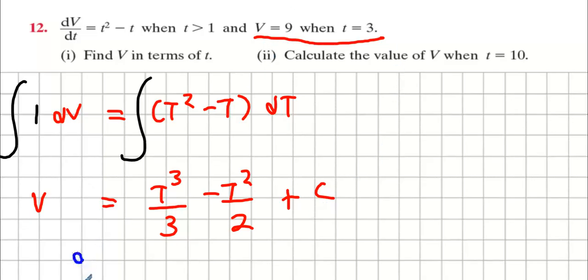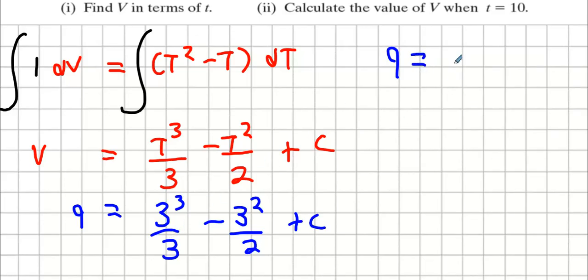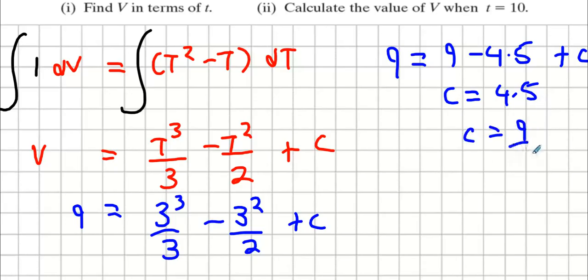Next thing I'm going to do is replace in the numbers. phi is 9 when t is what? t is 3, so it's 3 cubed over 3 minus 3 squared over 2 plus c. So that means that 9 has to equal 9 minus 9 over 2, which is minus 4.5, plus c. I think the c value is 4.5, otherwise known as 9 over 2. Therefore, the phi formula can be changed into this. And that's my answer for part 1.